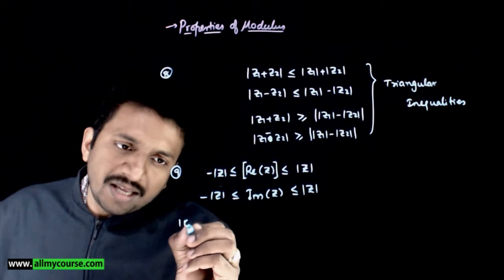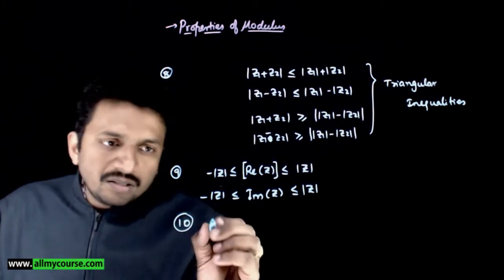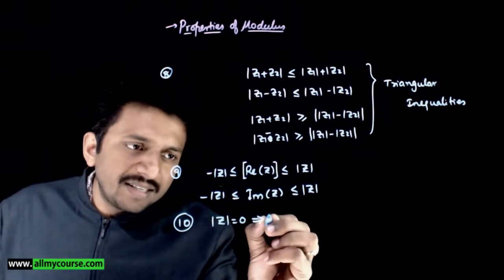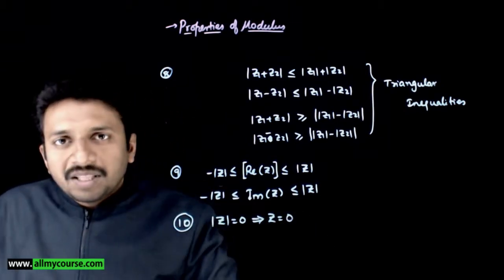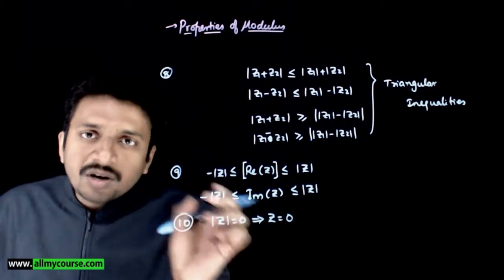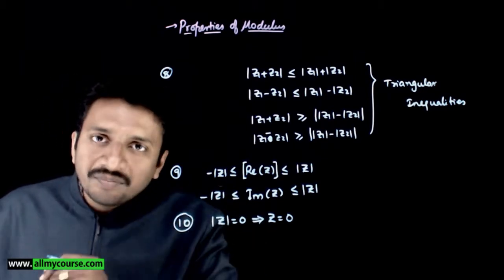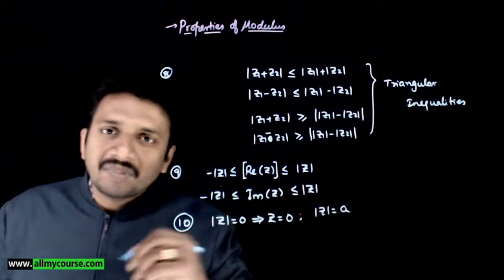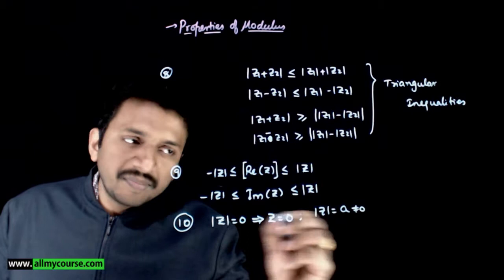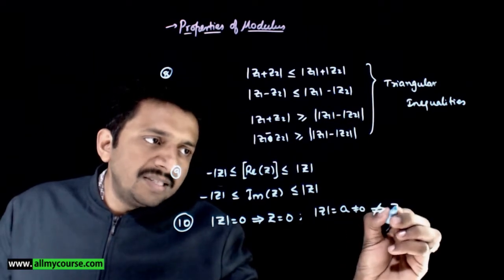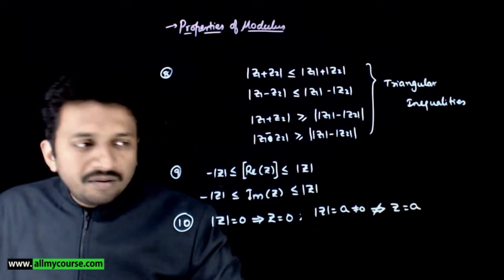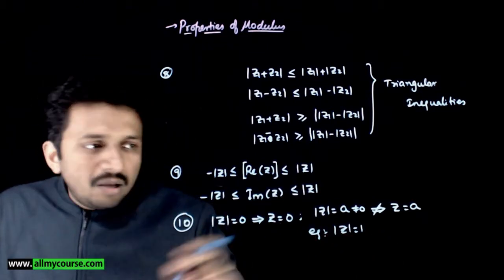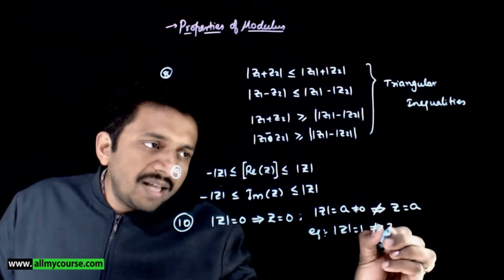The next property is that mod Z is equal to 0 implies Z has to be equal to 0. So there is only one complex number whose mod is equal to 0, which is 0. But mod Z being equal to some other number which is not 0 does not imply Z is equal to that number. For example, mod Z is equal to 1 does not imply that Z is equal to 1.